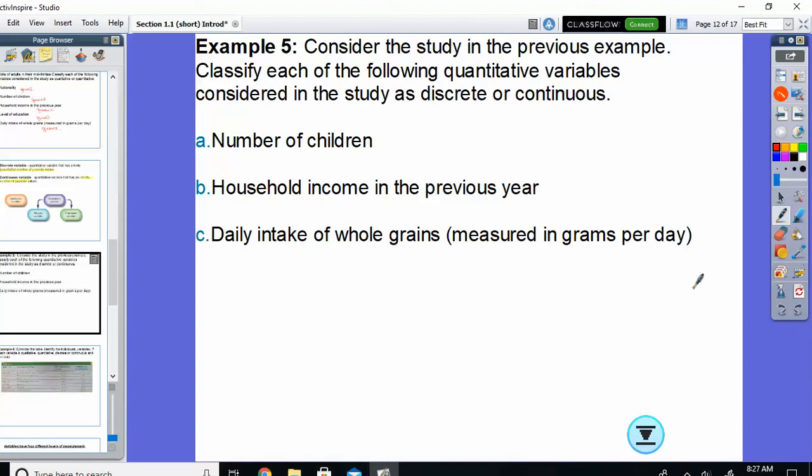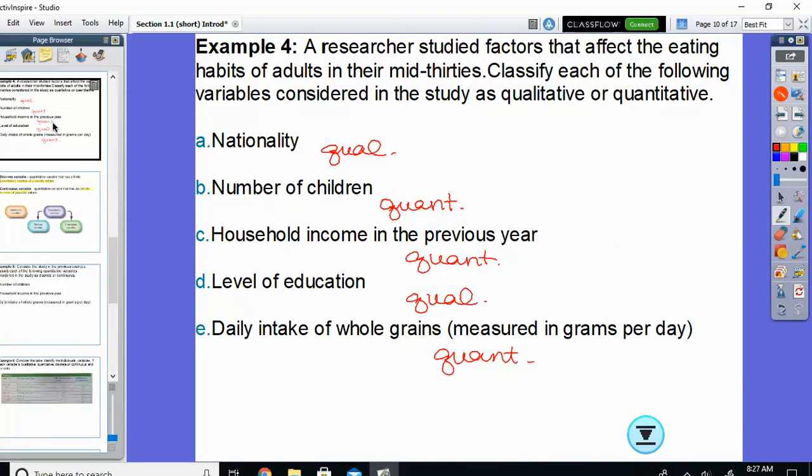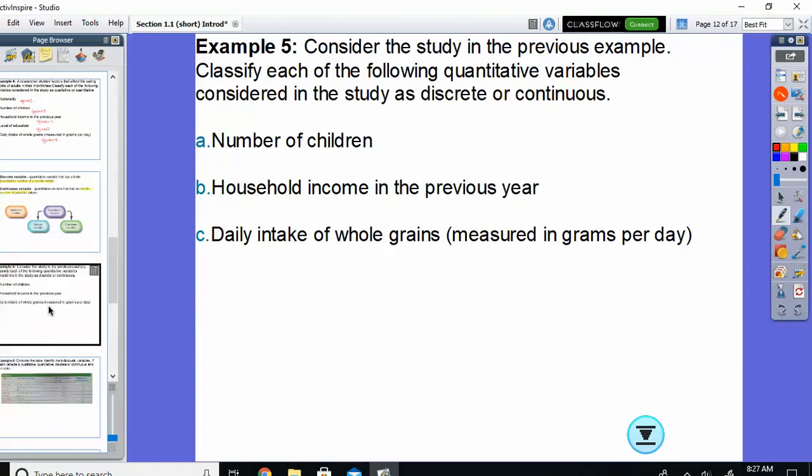So consider the study in the previous example. That's when we were talking about the adults in their mid-30s and their eating habits. We broke it down and we had a few quantitative values. These were the ones that we said were quantitative. I want to know if these are discrete or continuous. Right, so number of children, discrete. Discrete, that is definitely countable.